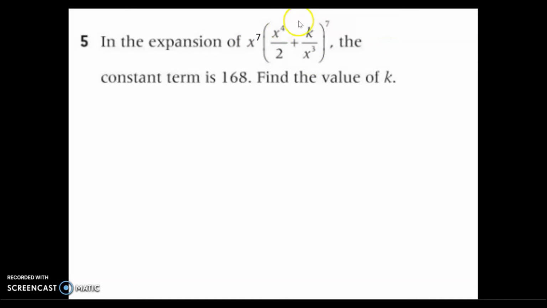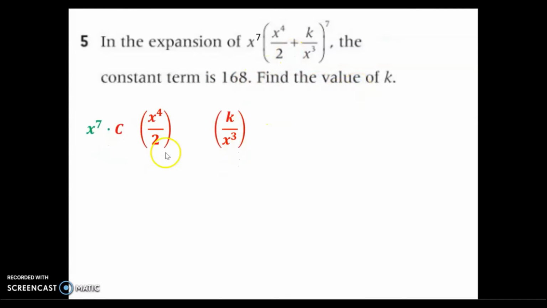So consider the expansion of this, and then every term that this produces will then also be multiplied by x to the 7th. So that's part of the process here. And we know the constant term, again, is 168 here. The constant term is 168. So see if you can find k, see if you can set it up.